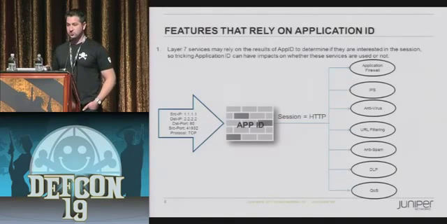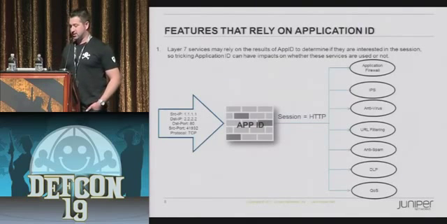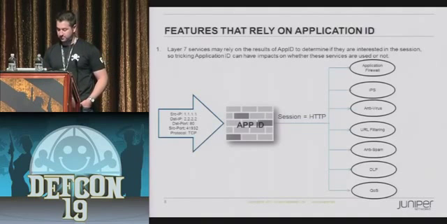And because of that, that also means that if you can potentially trick the App ID engine, then you can potentially bypass these other layer 7 services as well.